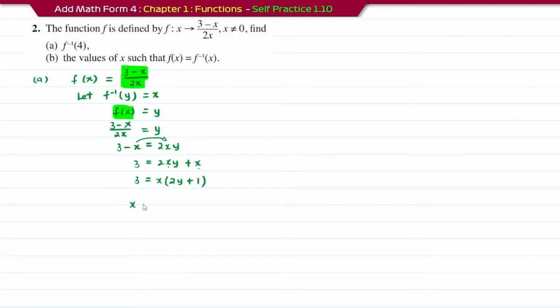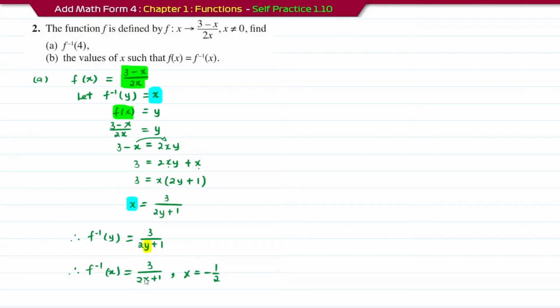To let x become the subject of the formula, move this 2y plus 1 to the other side. It will be 3 over 2y plus 1. So the x here is referred to as the inverse f of y. Therefore, the inverse f of y is equal to 3 over 2y plus 1. To write the inverse f of x, we're going to replace the y here with the letter x.